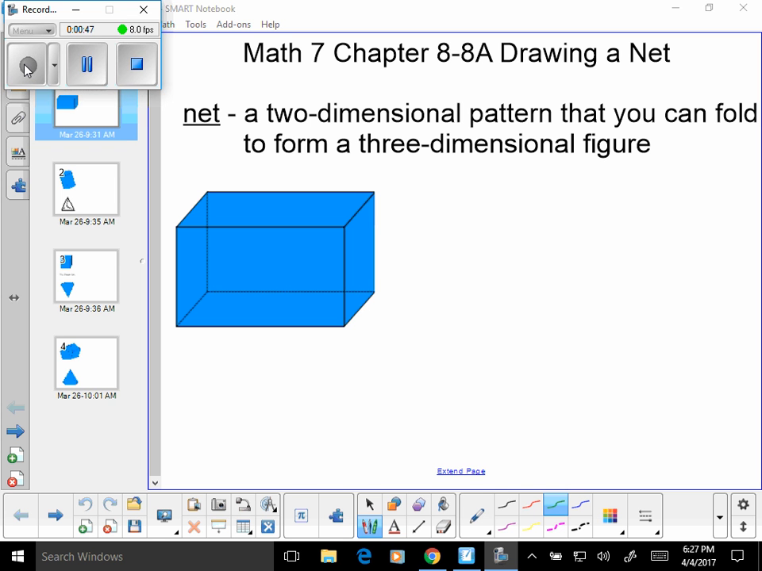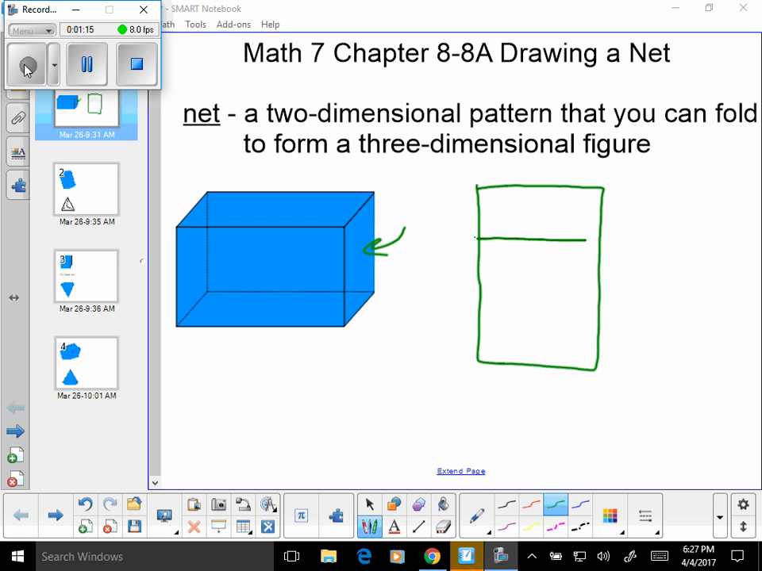If we look at a base right here, you'll see that that's kind of a square. And then we have some rectangles around the outside. There happen to be 4 rectangles, and then on the ends we have the 2 squares. One of the ways of doing this is to draw a large rectangle and divide it up into the 4 rectangles that will be the sides of the rectangular prism.